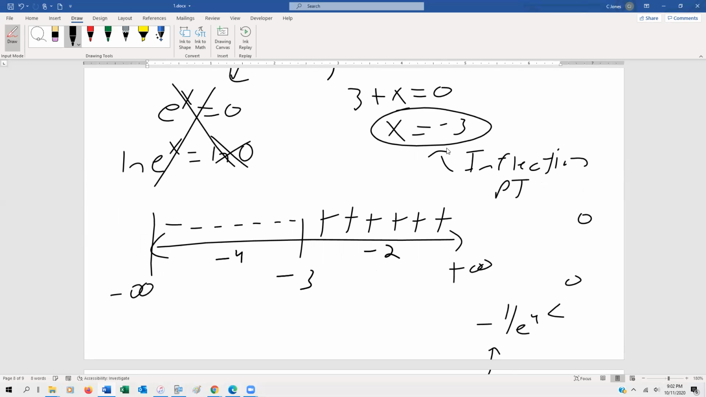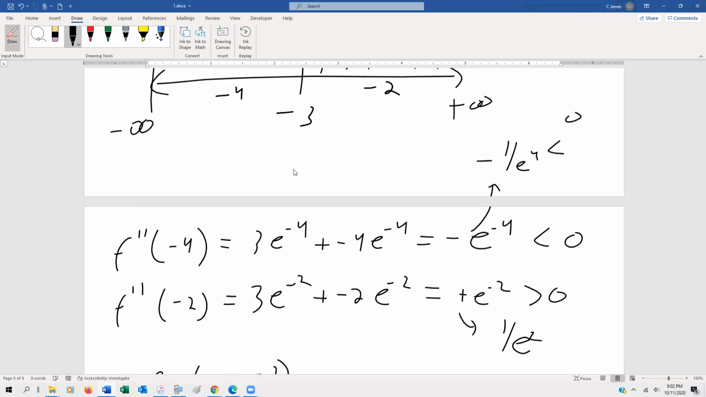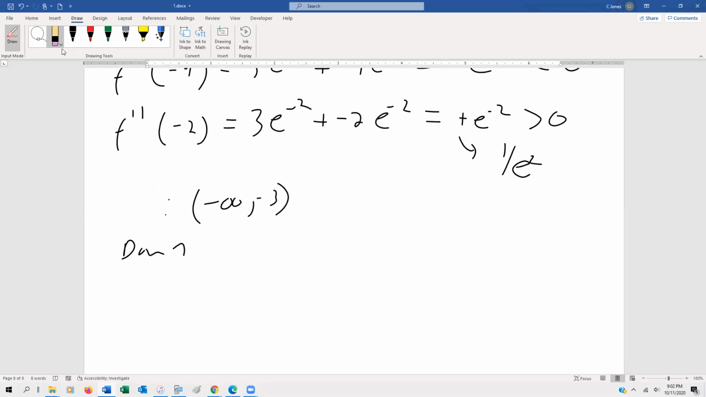So this is concave up, and now we're done. This function is concave up from negative infinity to negative 3. I'm sorry, it's the other way around. It's concave down, since all the second derivatives are negative, and it's concave up from negative 3 to infinity.